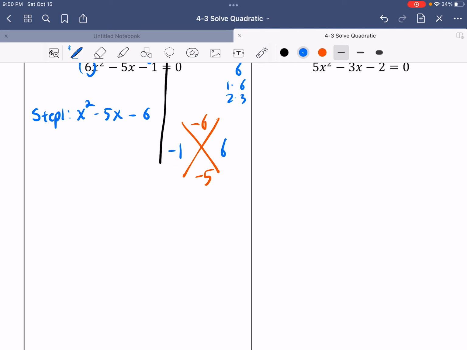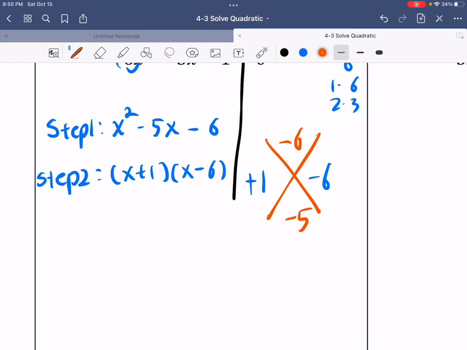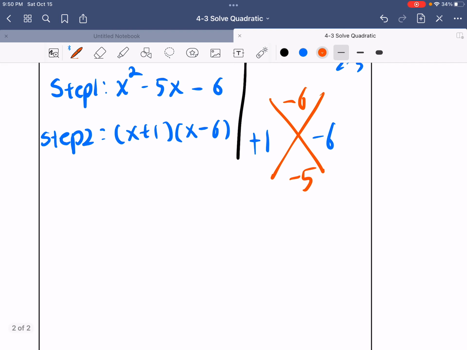And where should I put the negative? If I put the negative on the 1, negative 1 times 6 will give you negative 6, but negative 1 plus 6 will not give you negative 5. So then switch the sign. As I said before, nothing to worry about. If you made a mistake, just switch the sign. It's very simple. The only thing that matters is you double checking it, just as I always do.